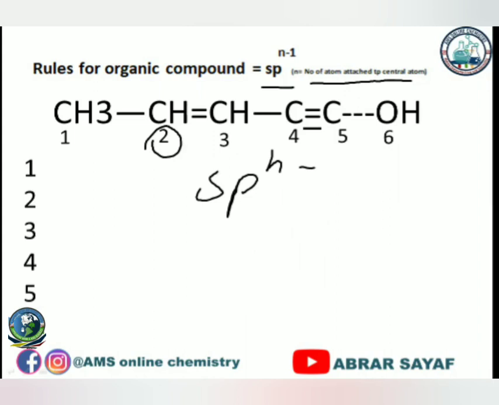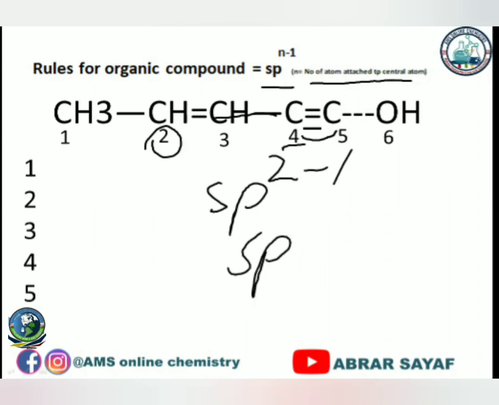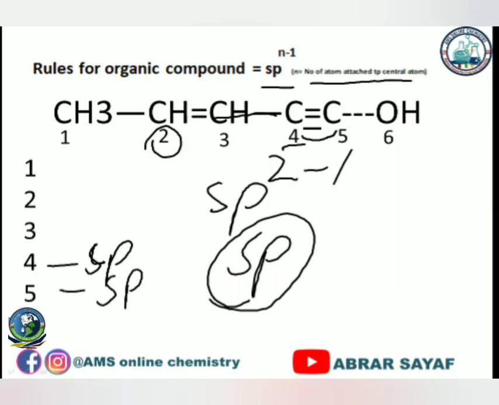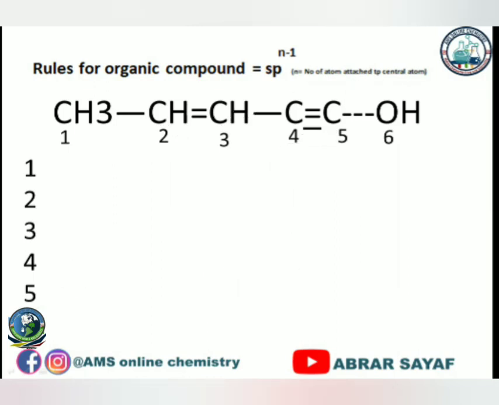What is the hybridization of carbon number 4? Okay, if we look at carbon number 4, it is attached by single bond to this carbon and by triple bond to this carbon. So the number of attached atoms is 2. So 2 minus 1 is equal to 1. So the hybridization of carbon number 4 is sp. And carbon number 5 is also sp. Now let us check the hybridization of the oxygen.